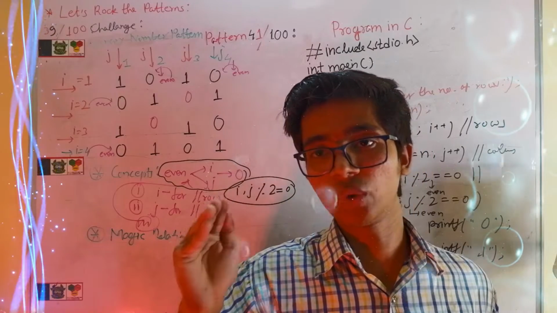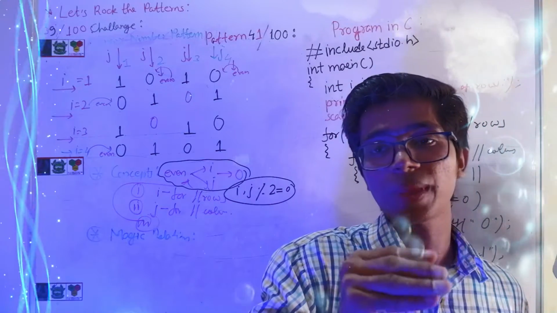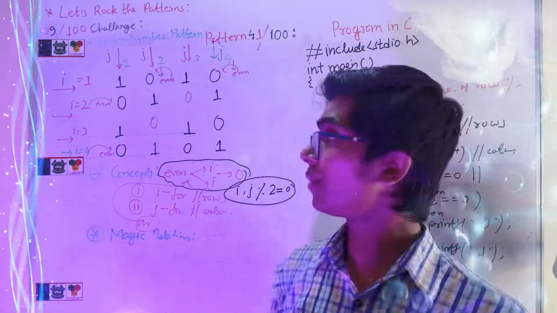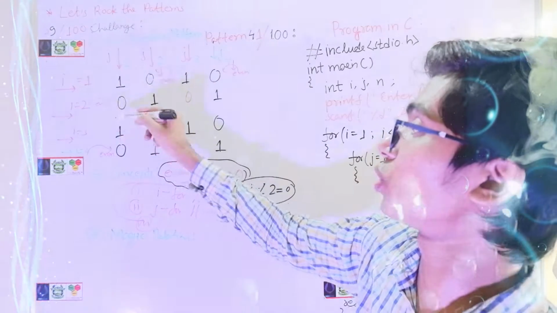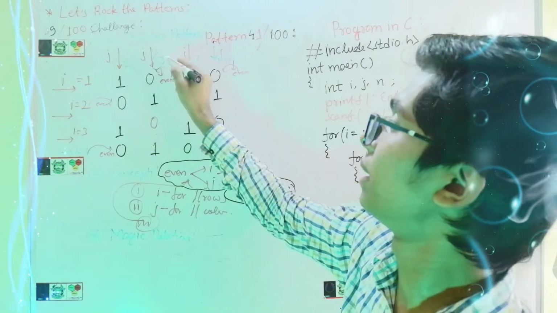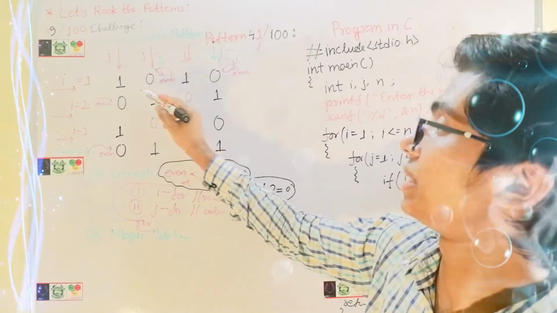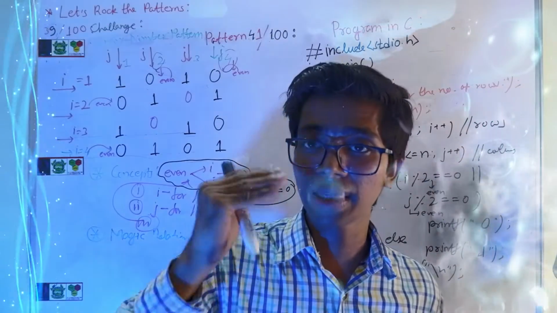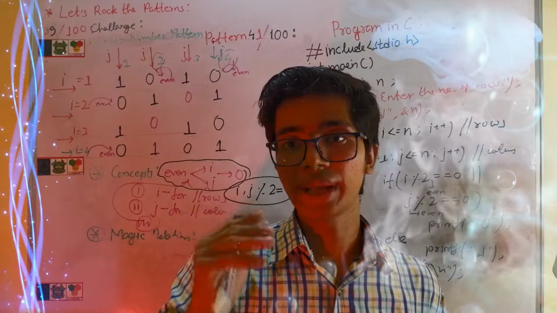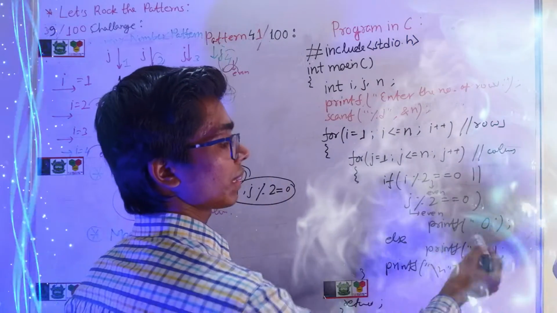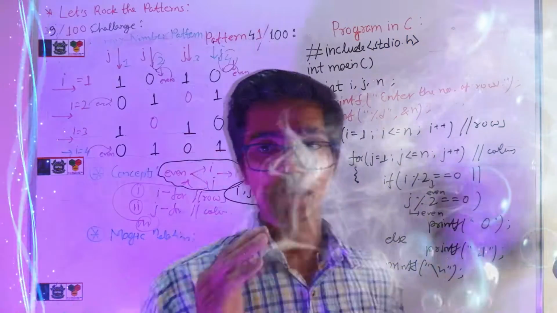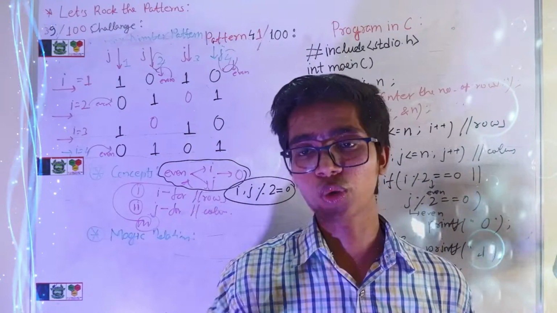To print 1 or 0, we have used the specified condition of even. If the value of i or j is even, there is a 0. So we check if the condition is even, printf 0, else printf 1. That's the code, and I hope you have understood it.